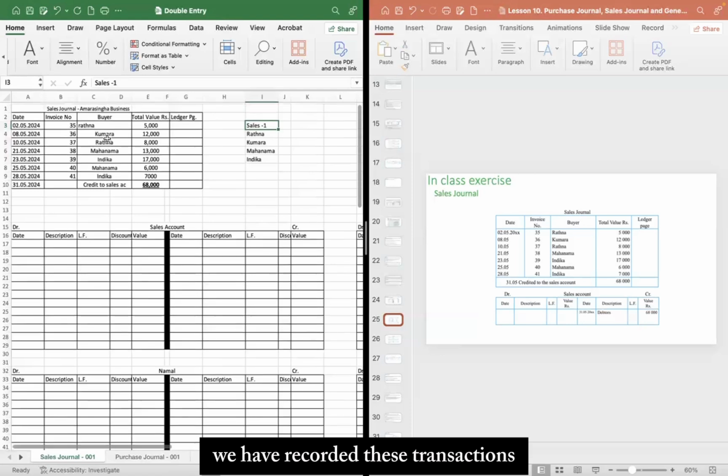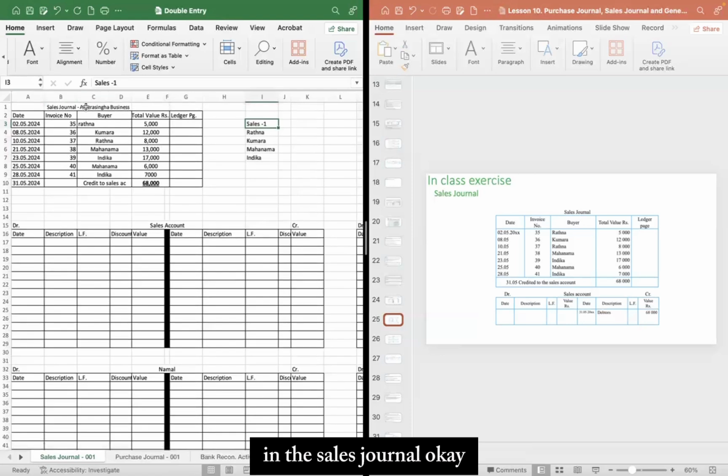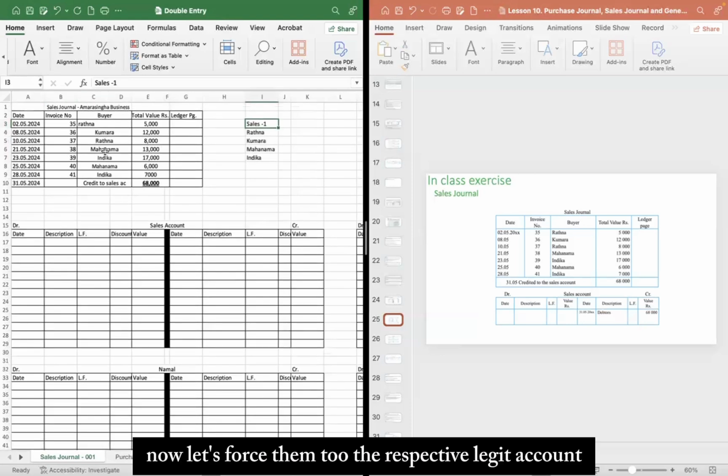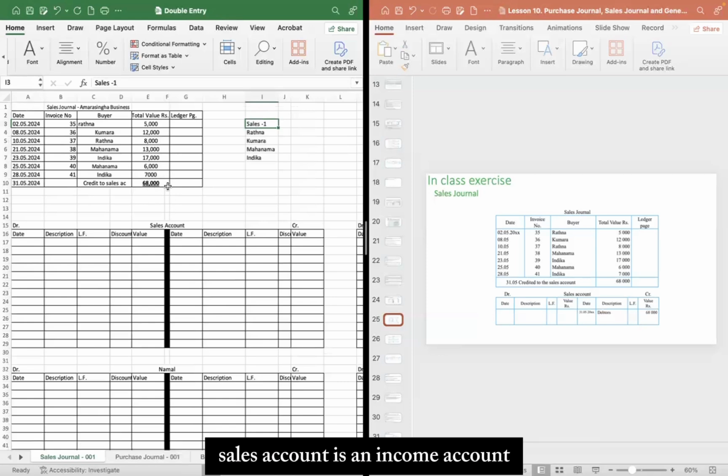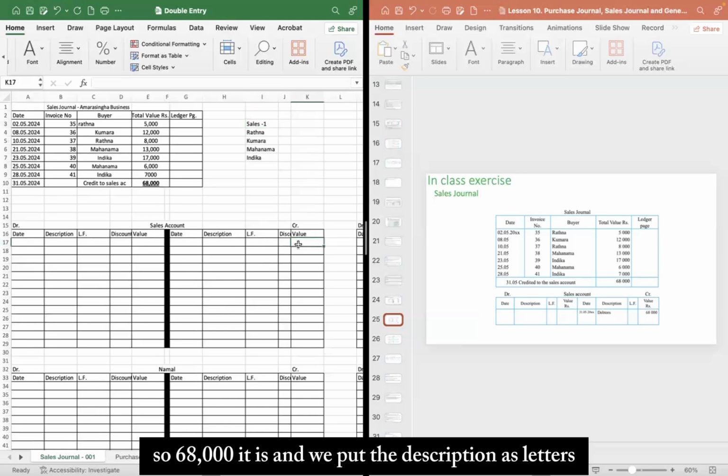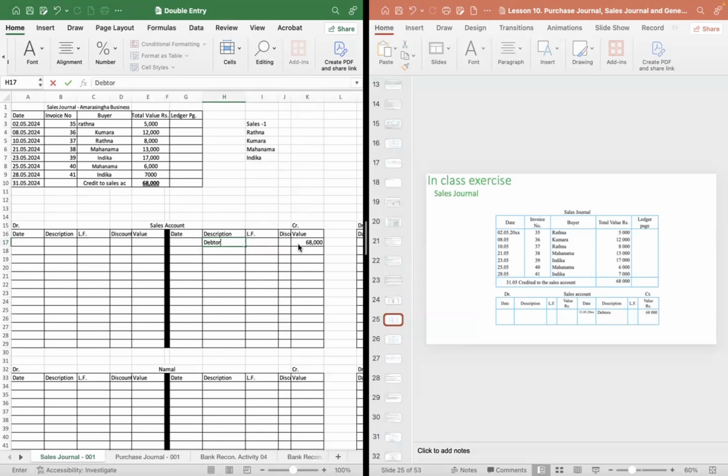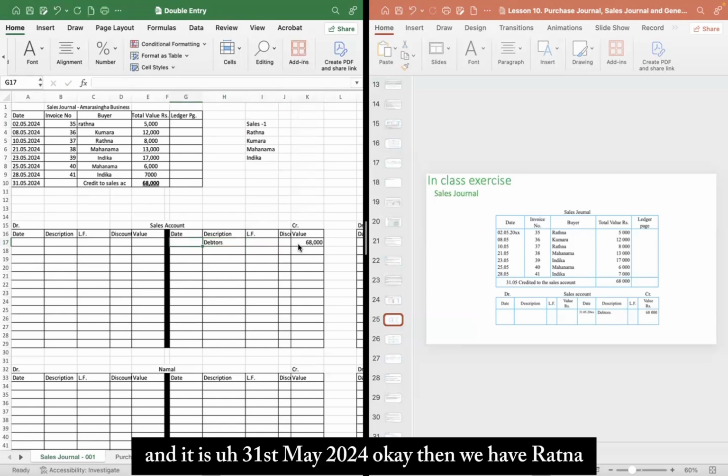Now we have recorded these transactions in the sales journal. Now let's post them to the respective ledger accounts. Now this is a sales account. Sales account is an income account, so we have to credit it. So 68,000 it is, and we put the description as debtors. Date is 31st May 2024.